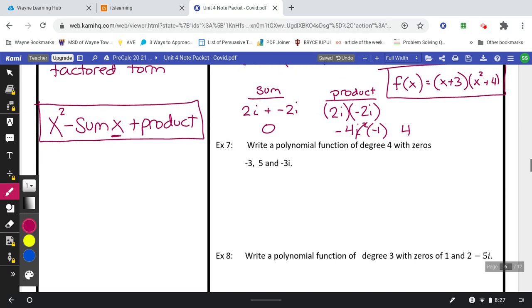All right, let's try example number 7. Write a polynomial function of degree 4. Remember, this tells me how many zeros there are going to be. The zeros, they give me some of them, negative 3, positive 5, negative 3i, he's missing his conjugate pair, opposite sign of the imaginary. So these real numbers, the negative 3 and the positive 5, they don't come in pairs. Only the imaginary parts come in pairs.